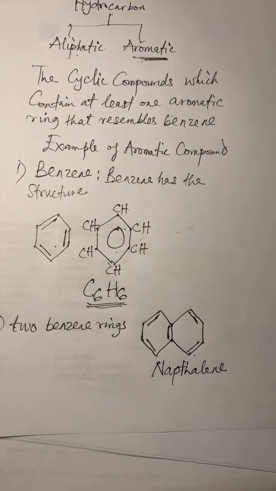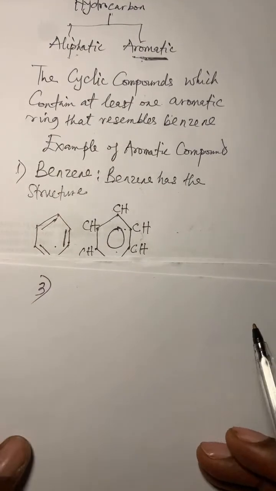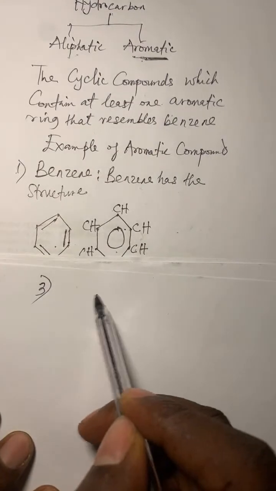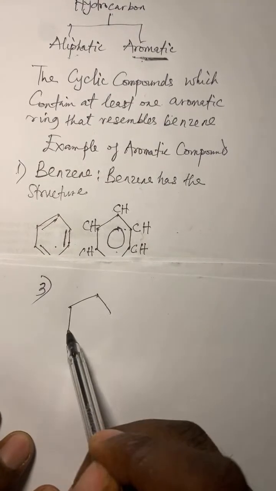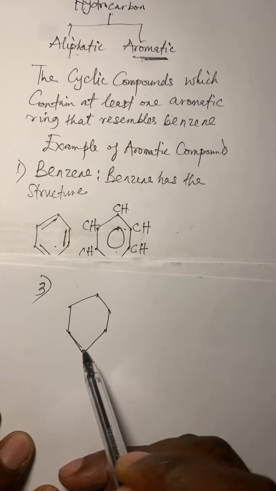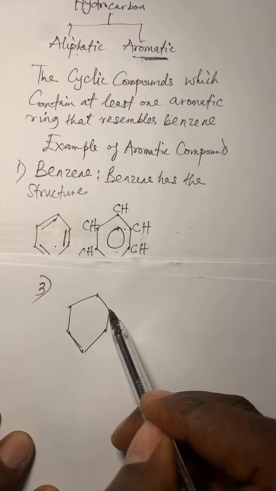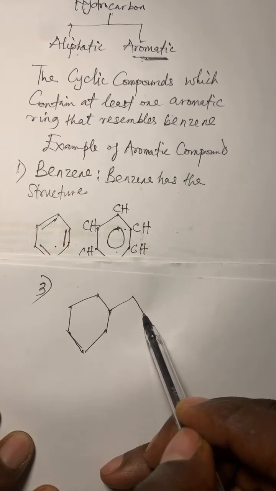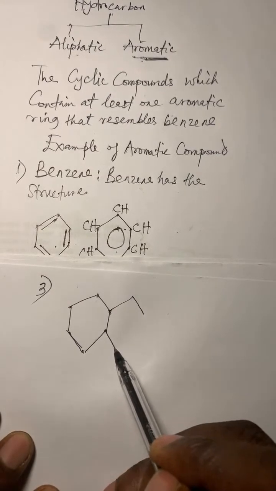Naphthalene. Does that make sense? So the third one is when we have three benzene rings like this. This is the first one. Please do not mind my structure. You can just make your own better. Of course, I've shown you how to draw the benzene ring.